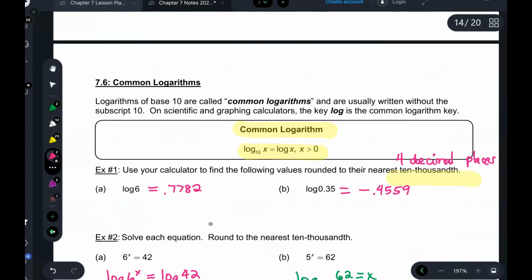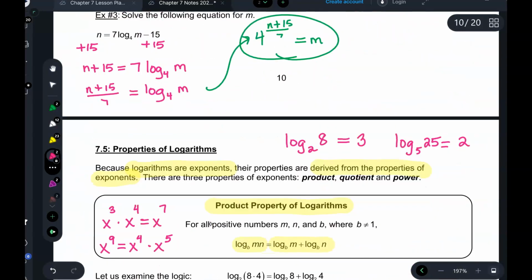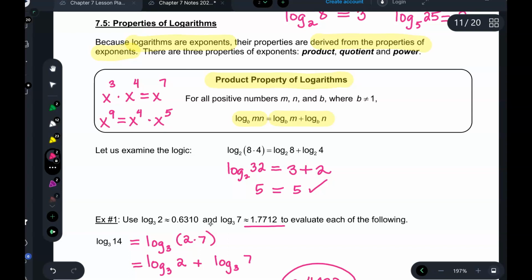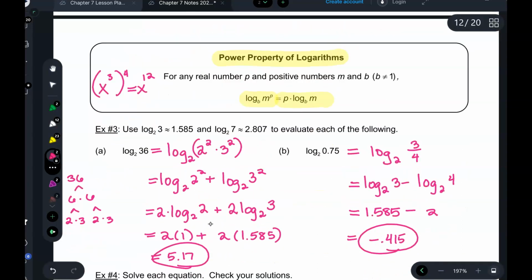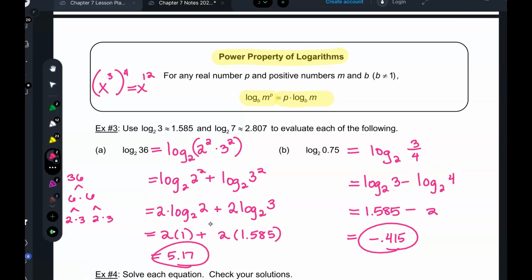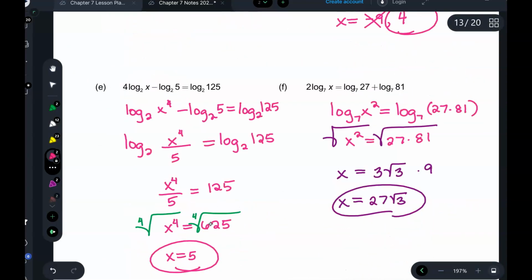Okay, so let me just go back real quickly to this lesson. If I have two things added together, I could combine them into one logarithm to multiply them, right? If I have two things being subtracted, we can make them into a division. And if I have something in front, I can move it to the exponent. These rules are for any kind of logarithm.